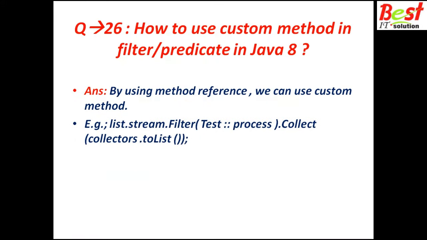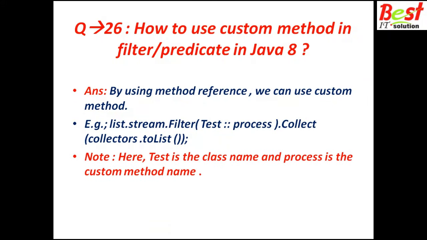Here is an example: list.stream().filter(). Inside the filter method we can use this custom method like Test::process, then .collect(Collectors.toList()). Here Test is the class name and process is the custom method name. So in this way we can use the custom method.